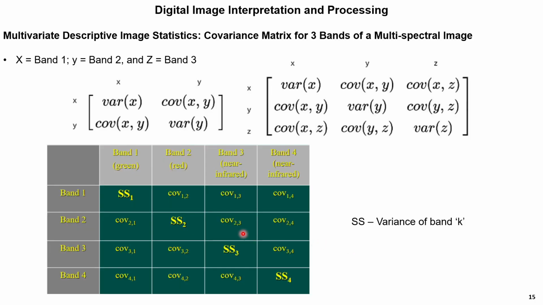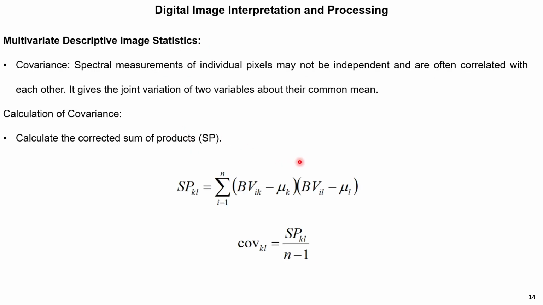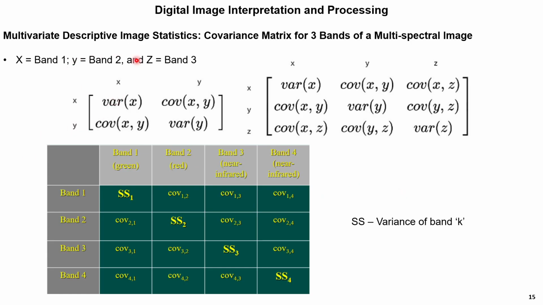And when we calculate covariance, if you have two bands, you can calculate covariance of 1 1, then covariance of 1 2, then covariance of 2 1, and covariance of 2 2. So you will have four covariance values, and with this you can generate a matrix. That is what I have represented here. So if I say X is band 1, Y is band 2, and Z is band 3, for a 2 by 2 for two bands, the covariance matrix is something like this.